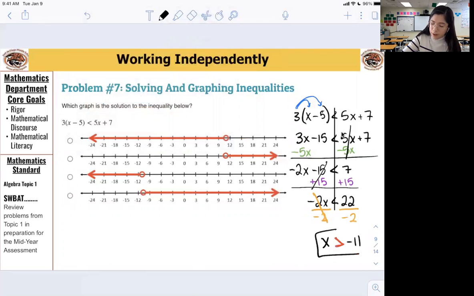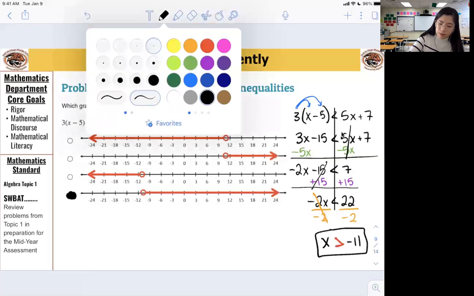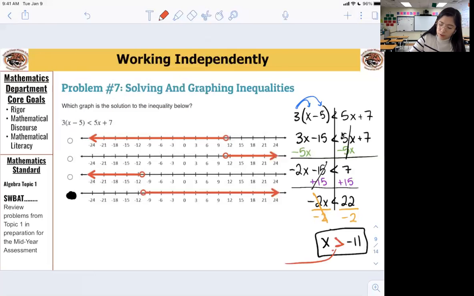Okay, so that was the very critical part. That sign had to flip, which means if I'm greater than negative 11, which answer choice am I looking at here? D. Answer choice D. Good. We had an open circle pointing to the right. Open circle to the right.